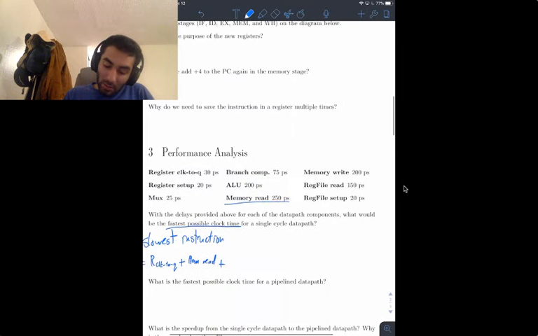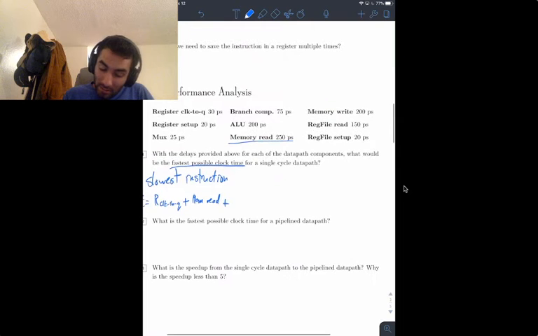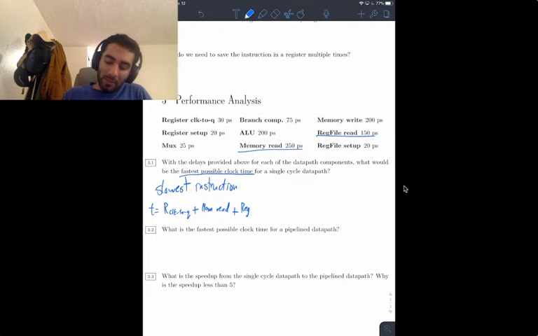Plus, next we go to the decode stage. We need to, in parallel, go to the register file and the immediate generator. If there are any 2 hardware components happening in parallel, you just take whichever one is slower. In this case, the register file takes 150 picoseconds to read, whereas the immediate generator is not even on here, so we're going to assume it's instantaneous. So it's going to be a reg file read.